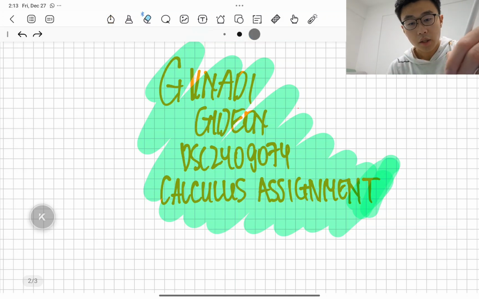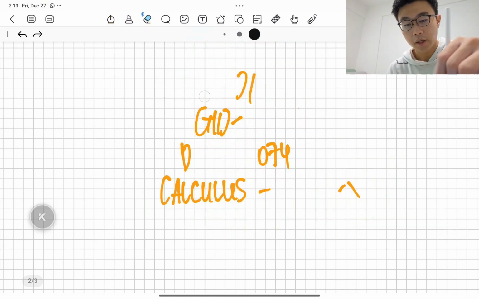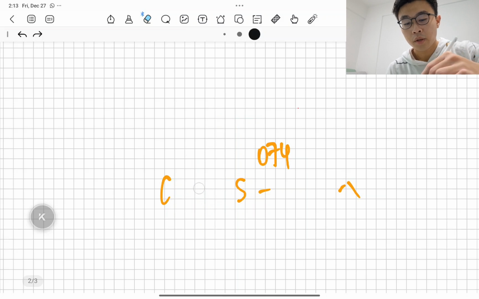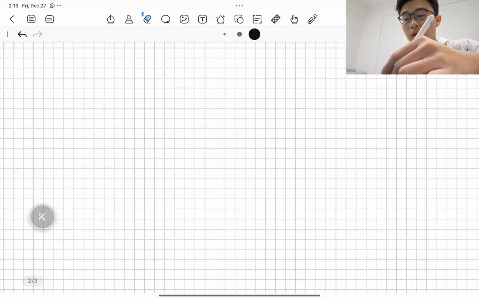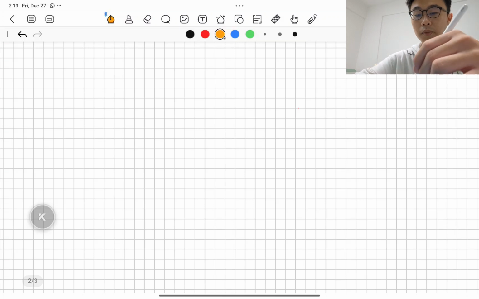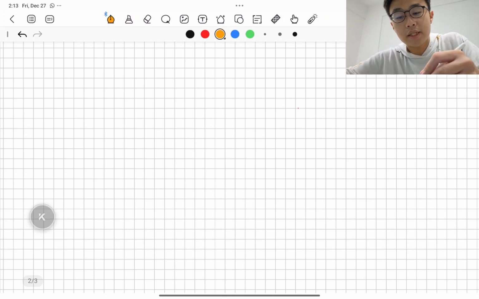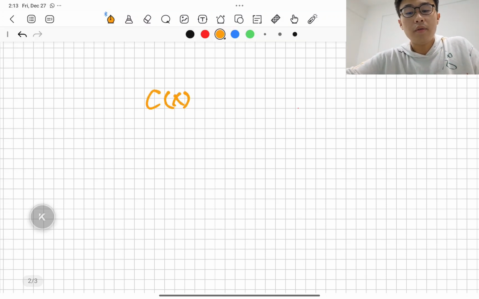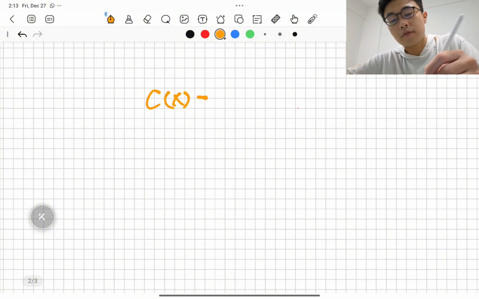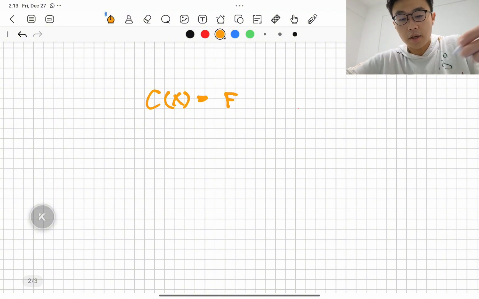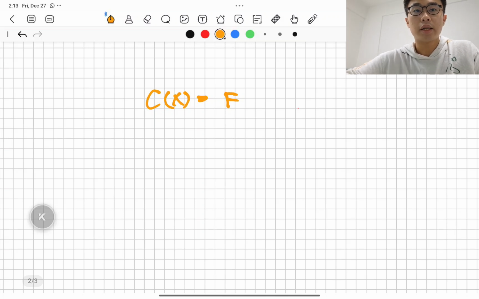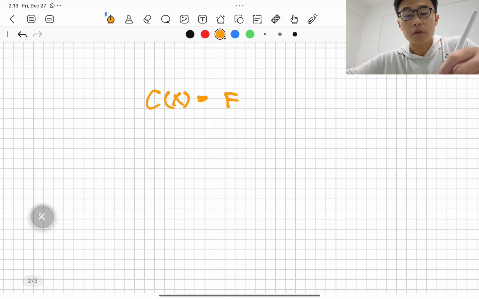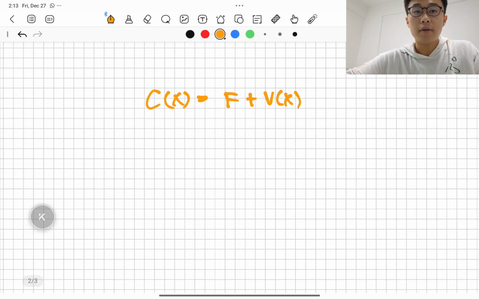Okay, so we will start by learning about the cost function. The cost is the total cost of producing output, and it is represented by C(x). Now, the function consists of F, which is the fixed cost. Fixed cost is a cost that exists whether or not products are produced. And there's also V(x). V(x) is the variable cost, and it varies depending on the output.